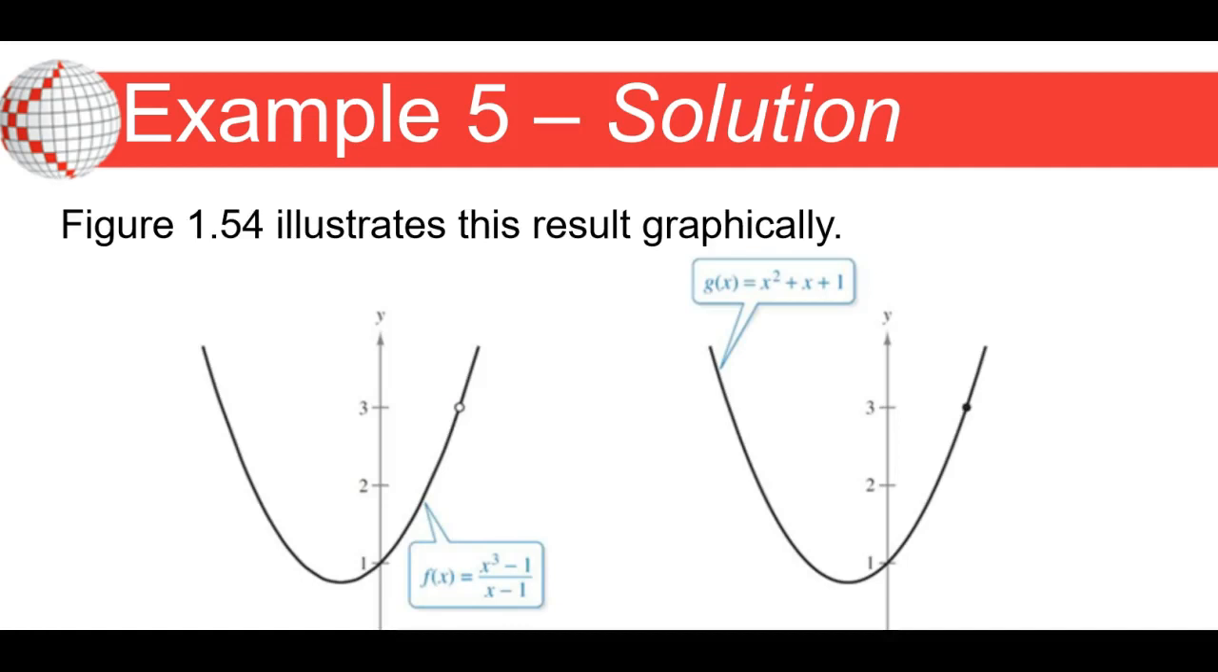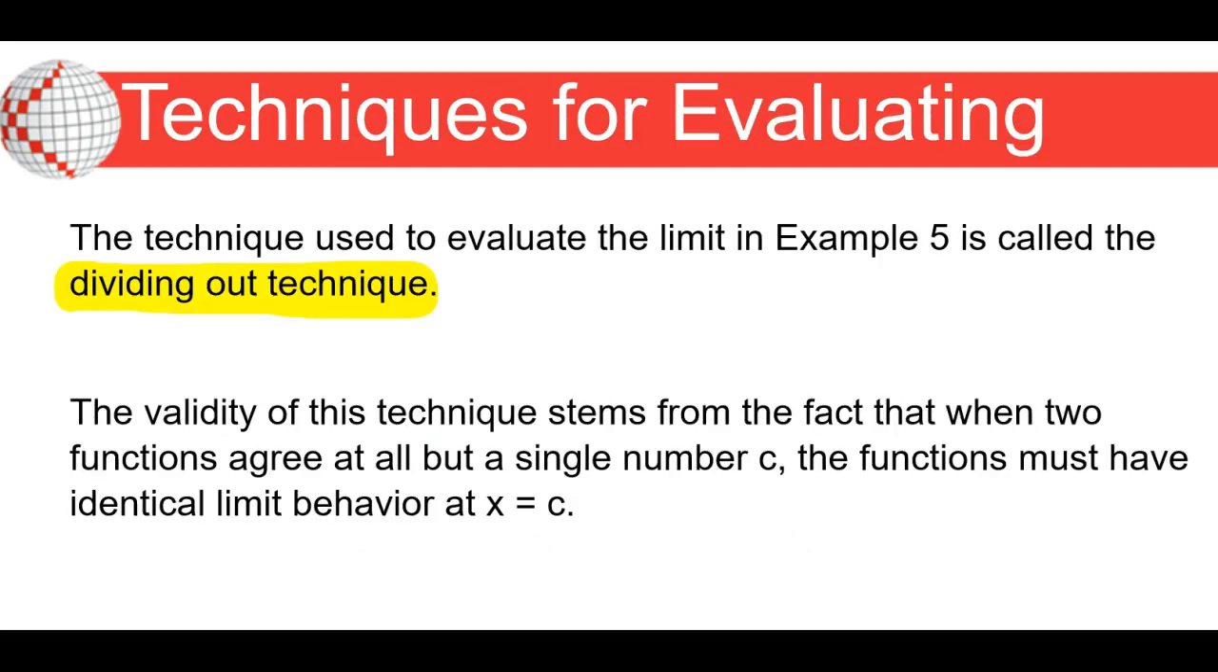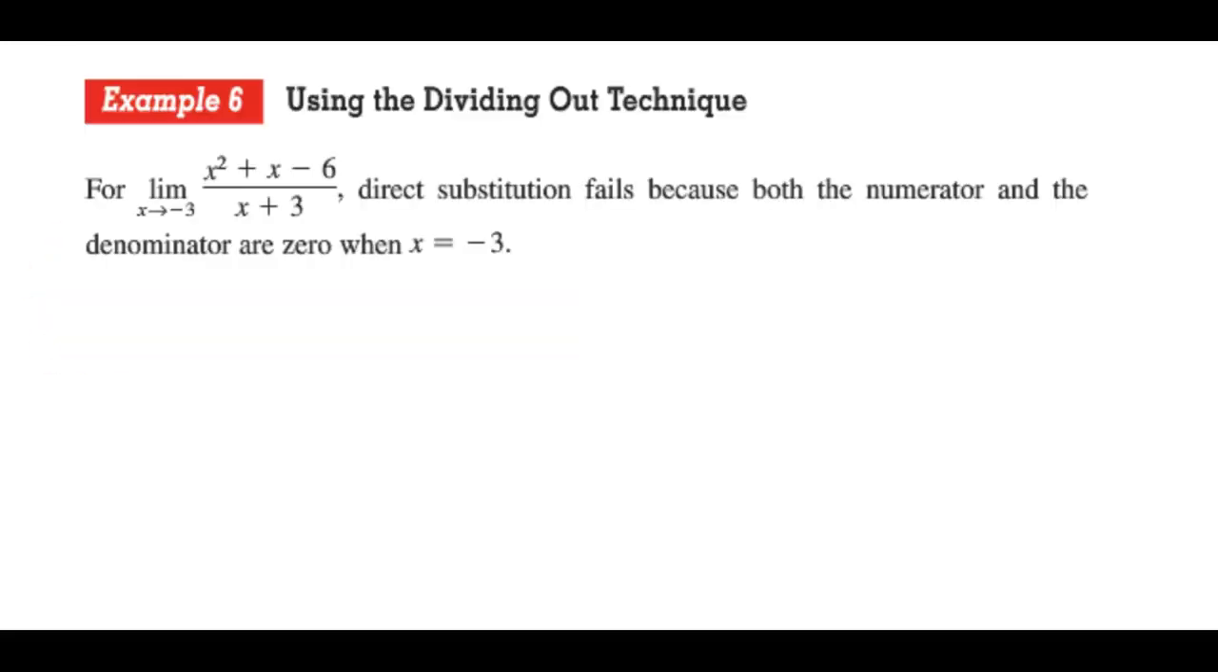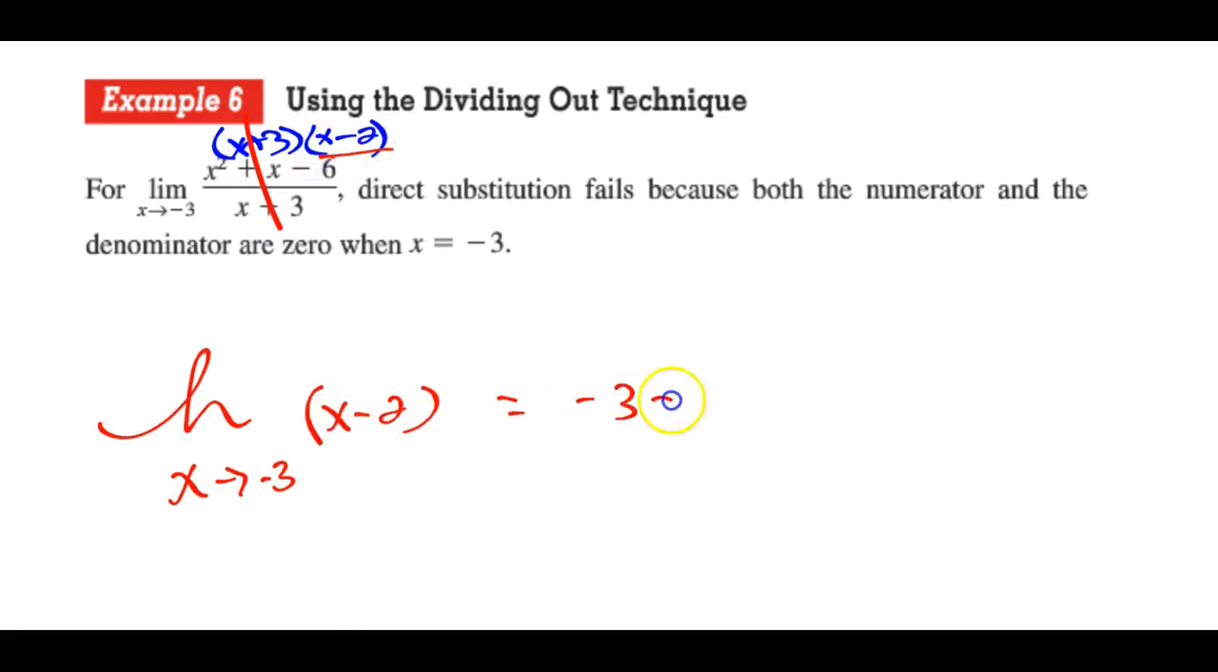Here's the illustration, and you can see that there's a hole. That's called removable because I actually factored out or divided out that factor. So likewise up here, I'll factor this to be x plus 3, x minus 2. I'll cancel. Sorry about that. And then I'll evaluate the limit as x approaches negative 3 of just what's left, x minus 2. So negative 3 minus 2 is negative 5.